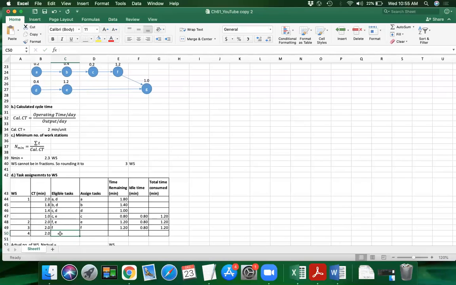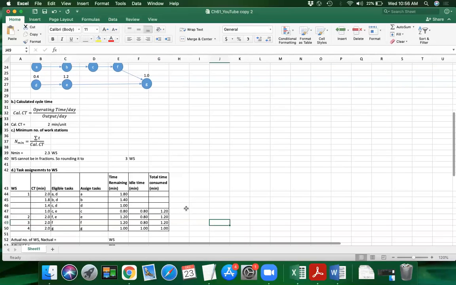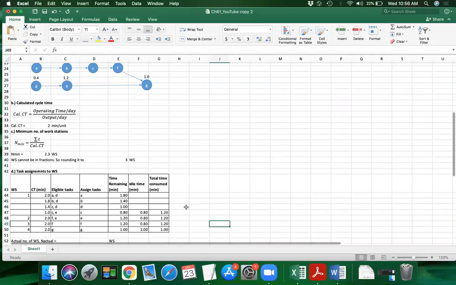Okay, and the next eligible and the only remaining task is G, so I will assign G here. G takes 1 minute, right? So time remaining is 1 minute, because G is going to take 1 minute. 2 minus 1 is 1 minute. So idle time is 1 minute as well, and total time consumed is 1 minute as well. So they're all 1 here. Something you have to keep in mind. So this is how you would assign the task. Okay, so we are done with the task assignment.